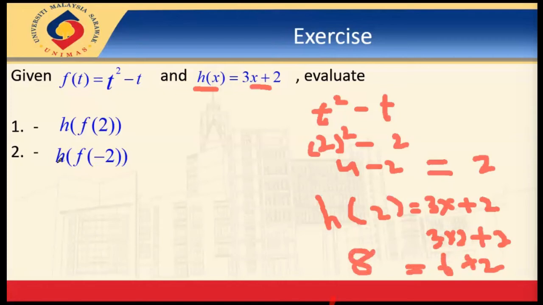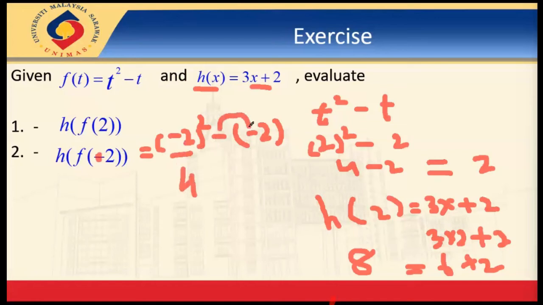The next one is a bit tricky. h of f of negative 2. So it means we will replace this t by negative 2. So negative 2 square minus negative 2, right? It will be like this. Don't confuse this minus with this minus. So the square of negative number is again positive number. So negative 2 square is 4, but this negative times negative is equal to plus. So 4 plus 2 equal to 6.